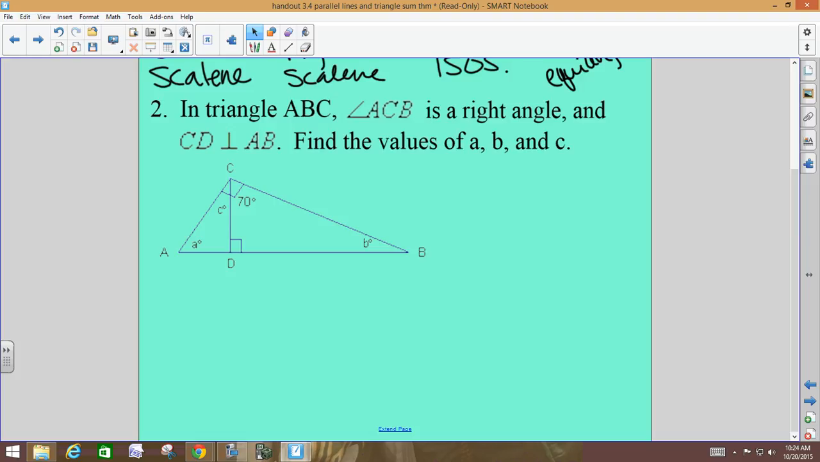Yes, but since they mark them congruent, I would rather see equal angles. But yes, I agree, it would also be acute. And then we have the exterior angle theorem that says an exterior angle equals the sum of the remote interior angles.